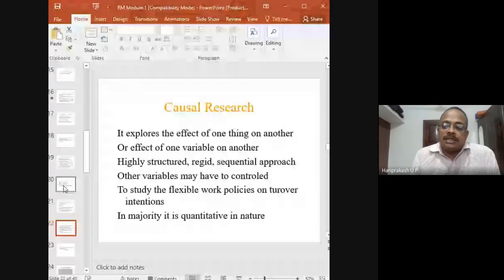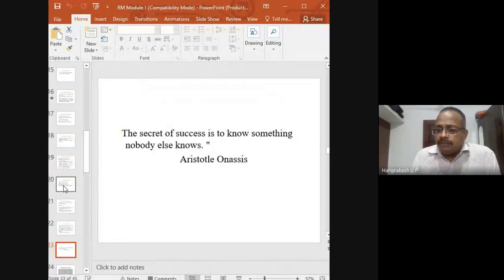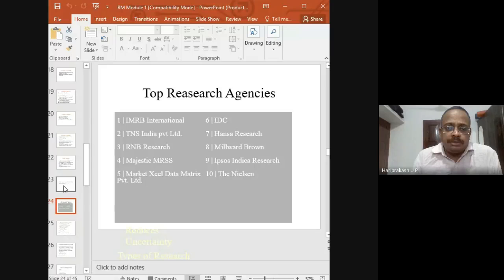Research, fundamentally and basically, the secret of success is to know something nobody else knows. So how do people become successful? Because they know something other people don't know. So information is very important. Knowledge is very important. One of the ways you can get knowledge and information is through research. Some top research agencies I have just mentioned are on the slide. If you search on Google, you'll also get many different examples of top research agencies.